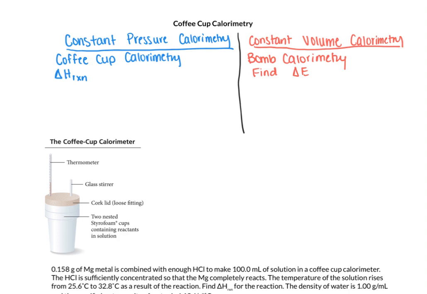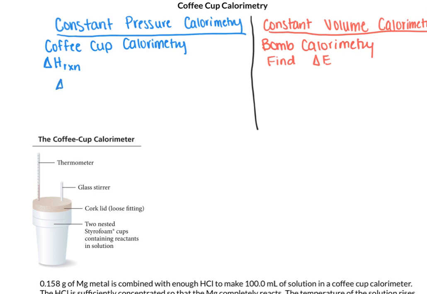The reason we want to be at constant pressure to find the enthalpy of reaction is that delta H equals Q at constant pressure. Remember that Q with a subscript P means Q at constant pressure. So by finding the heat that is exchanged by the system and the surroundings at constant pressure, we'll also be able to find delta H.